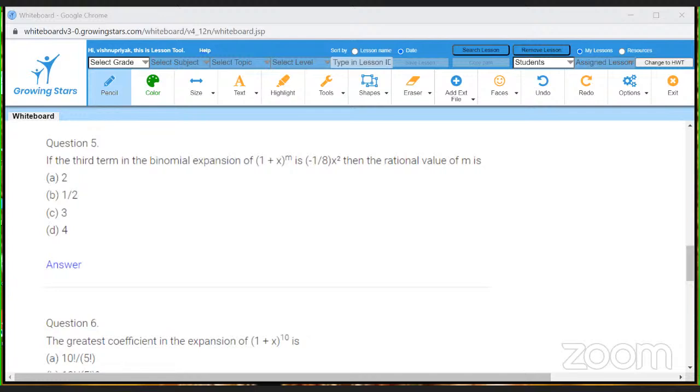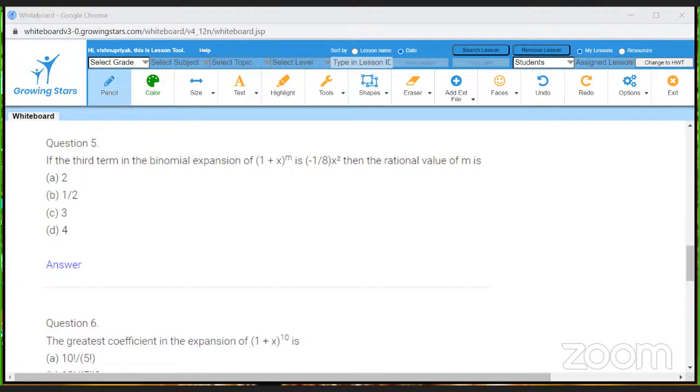Perfect. That is correct. Option B is correct. I'll do it for those who did not get the answer. Question number 5. If the third term in the binomial expansion (1 plus x) whole power m is minus 1 by 8 x squared, then the rational value of m is.